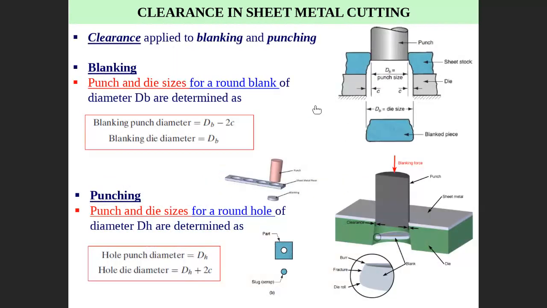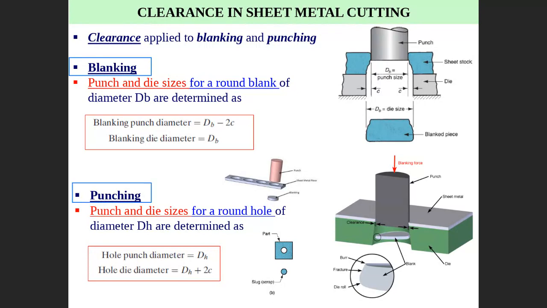Please give me your attention. Please give me your attention on how to identify the diameter of the die and diameter of the punch in blanking and punching. We have two operations. We agreed that we have two operations. This is the first operation, which is blanking. This is the second operation, which is punching.